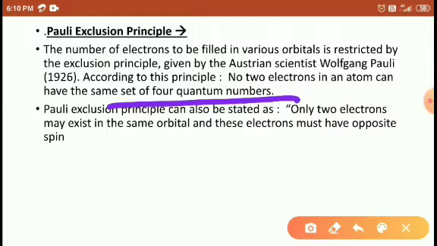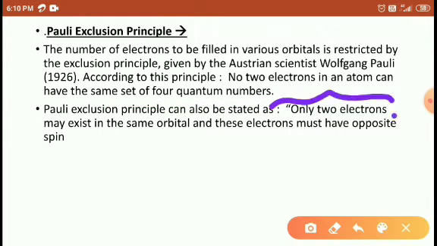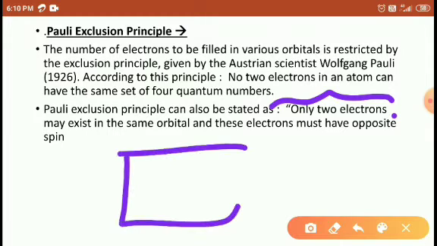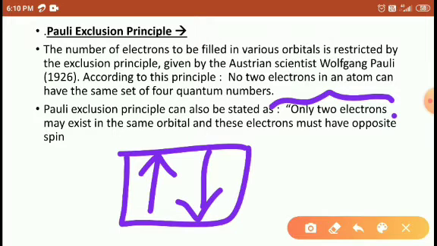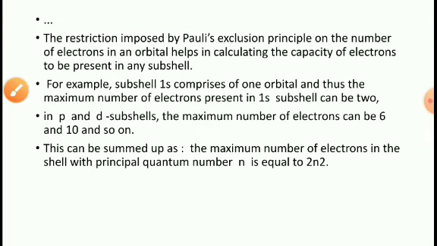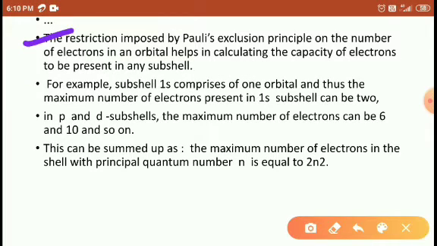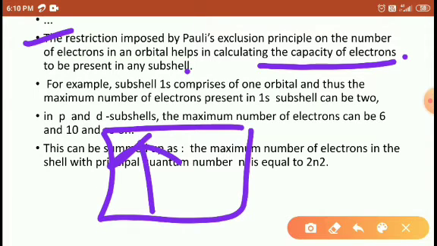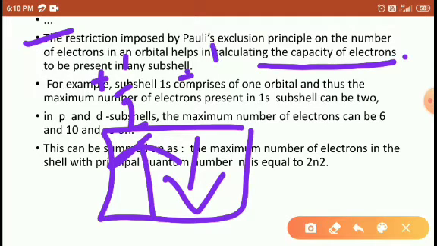Yes, students. So Pauli's principle can also be stated as: only two electrons occupy an orbital, and only with opposite spin. So the restrictions imposed by Pauli's principle help to calculate the capacity of electrons in the orbital, in the subshell. The subshell capacity is only two. One rotates as plus half, another as minus half.